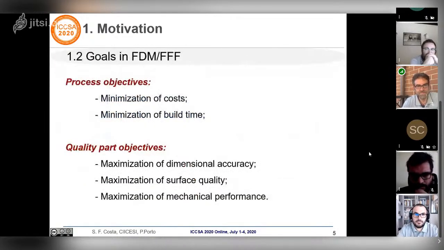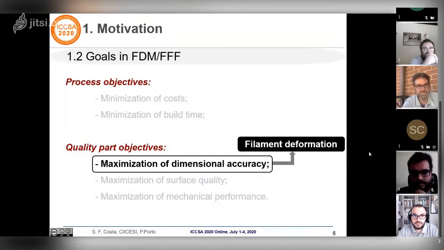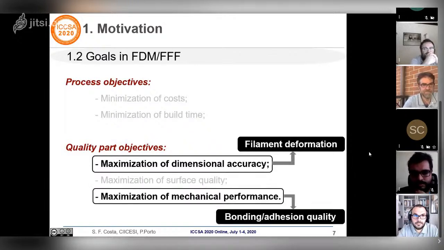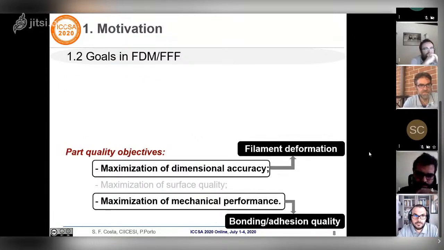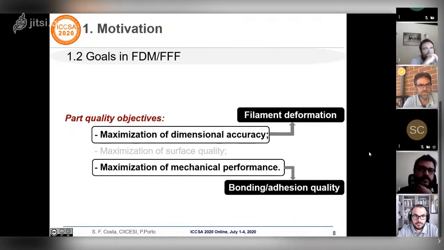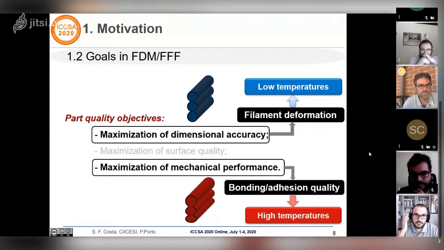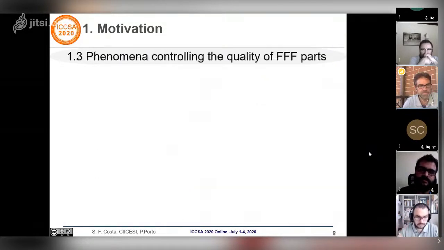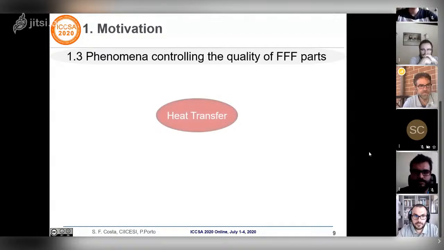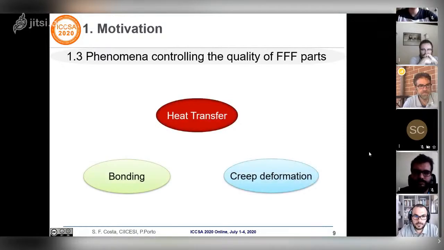These are the typical objectives in this type of technique, but this work is more related with the dimensional accuracy controlled by the filament deformation and the mechanical performance controlled by the quality of bonding. On the other hand, in order to avoid excessive deformation, we need lower temperatures, but in order to improve the quality of bonding, we need higher temperatures. So we need to find a compromise between heat transfer, bonding, and creep deformation, and to establish an interrelation between them.